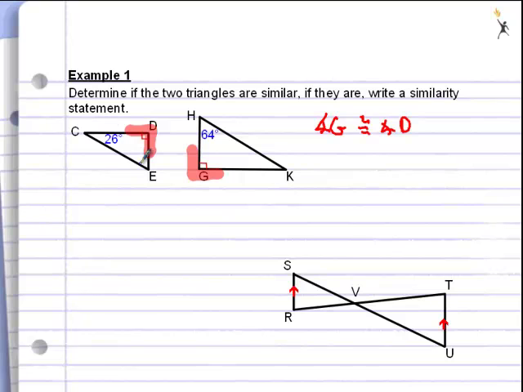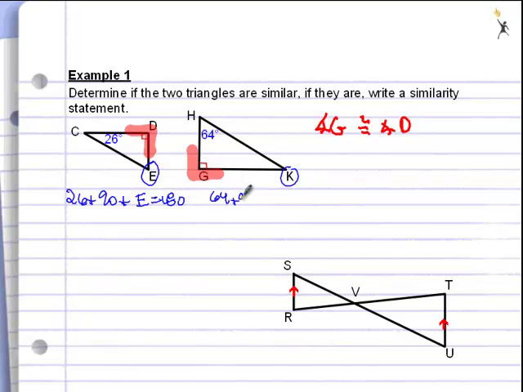So what we need to do is look at the other angles they haven't given us. They did not give us angle E. They did not give us angle K. So let's actually solve for those missing angles. I know that in this triangle, 26 plus 90 plus angle E has to equal 180. And in this triangle, 64 plus 90 plus angle K has to equal 180. So what I'm going to do is set up a couple problems. 26 plus 90 plus E equals 180.